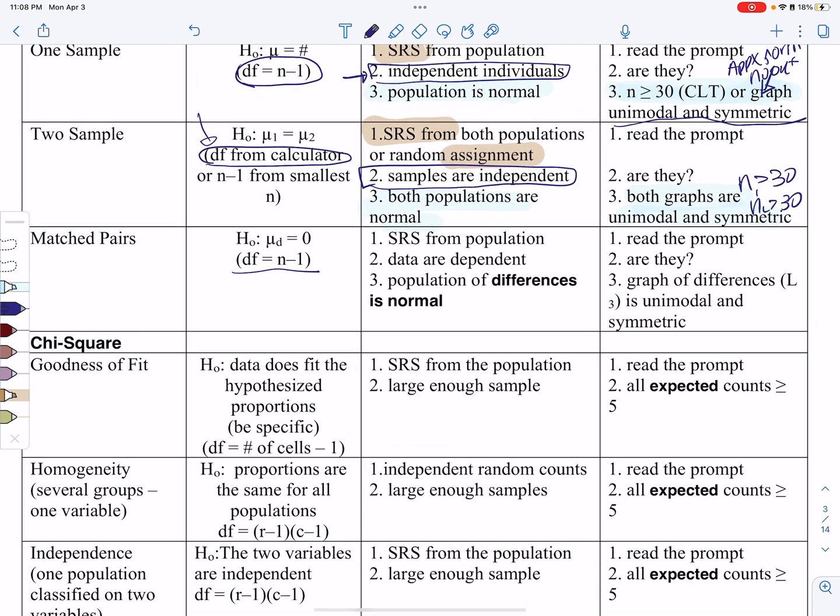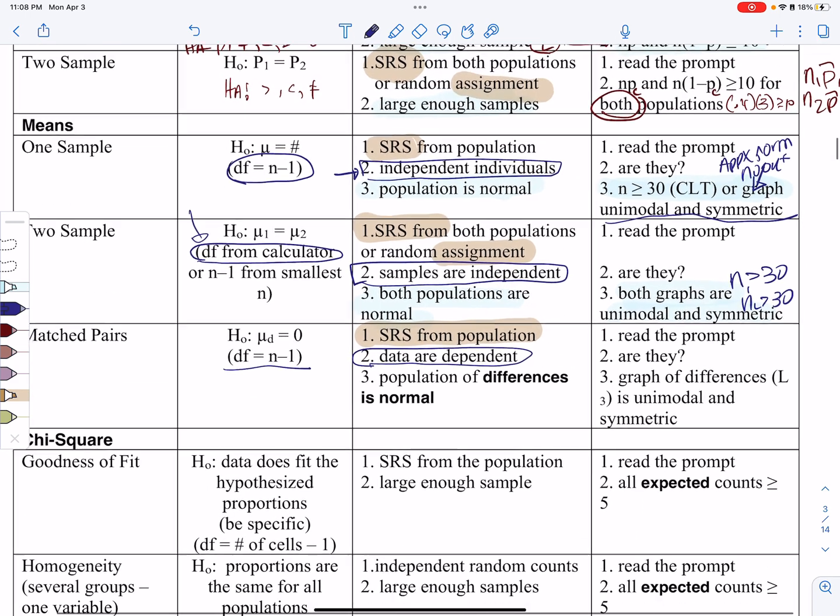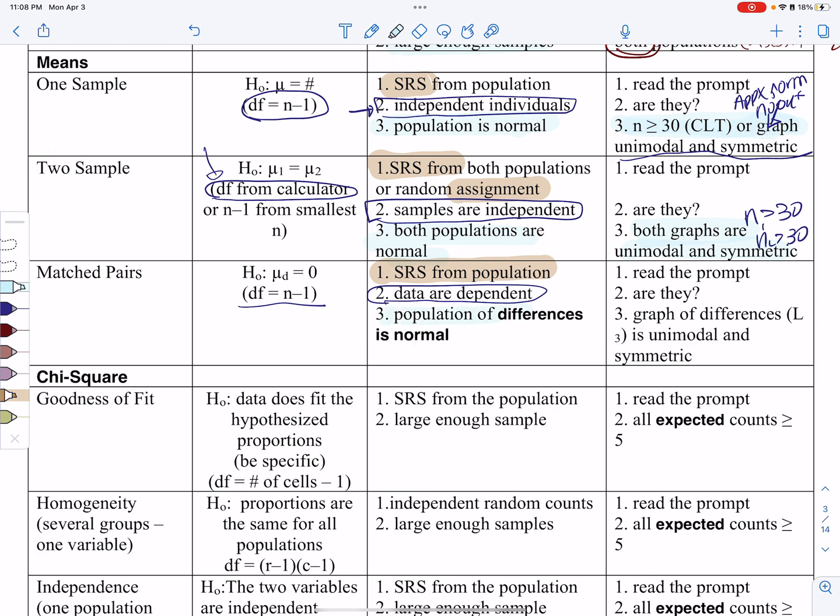Matched pairs, the same thing. You have to find the SRS from the population and for the R, and now you have to state that they are dependent, because that's the whole idea. They're paired. They're not independent. And then the population here is normal. The population of differences is normal, because remember the way it is if I have before, after, and then this is my differences. So if this is 3 and this is 2, this is 4, and this is 6, 3 minus 2 is 1, this is -2, etc., etc. And remember, I am finding the mean of the differences.